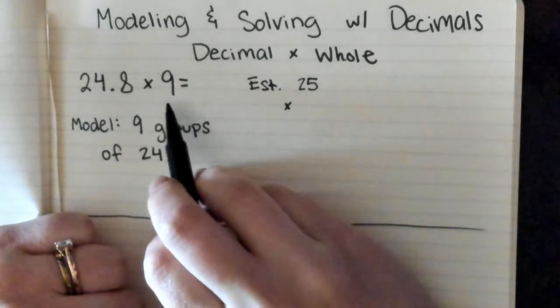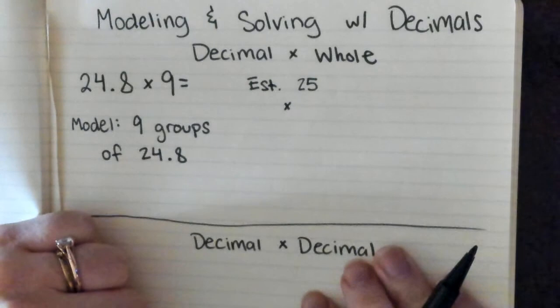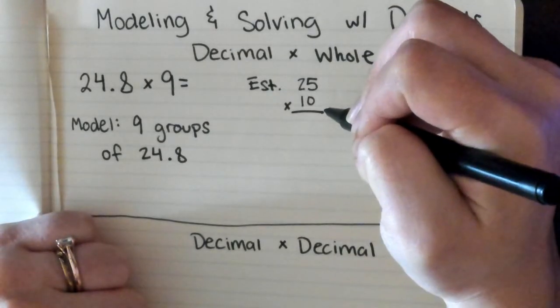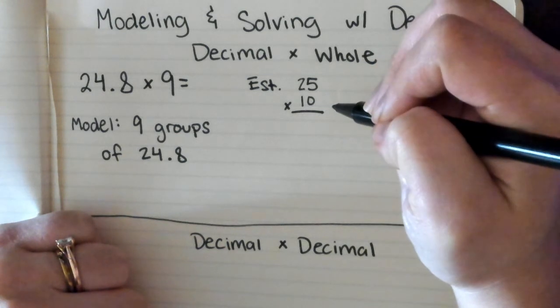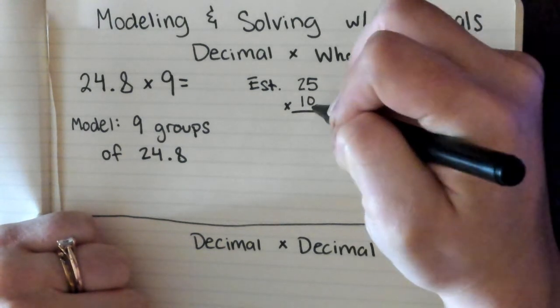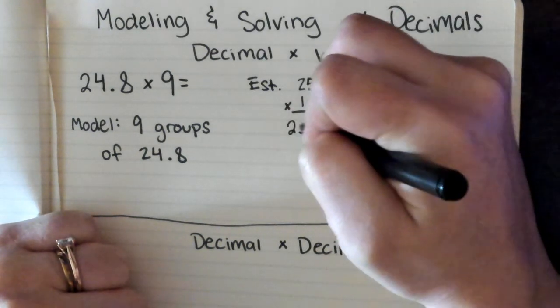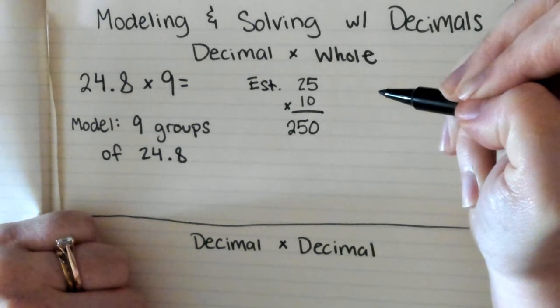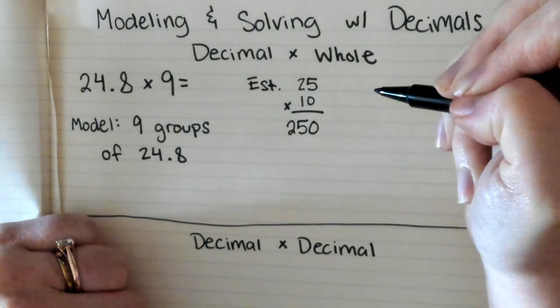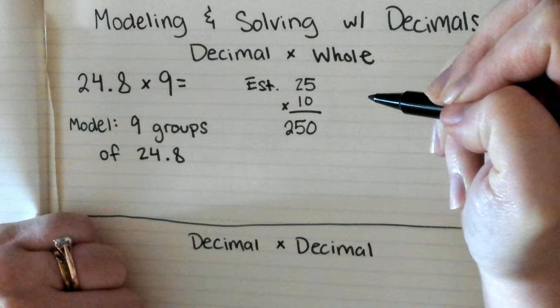I could leave 9 the same, but you know what 9's really close to? What do you think? 10. 10's a pretty easy number to estimate with. So 25 times 10 is our estimate. So, what is 25 times 10? Yeah, that's a no-brainer. 250. Anything times 10, right? Just add a 0 to the end. We've known that. So now we have our estimate, 250.